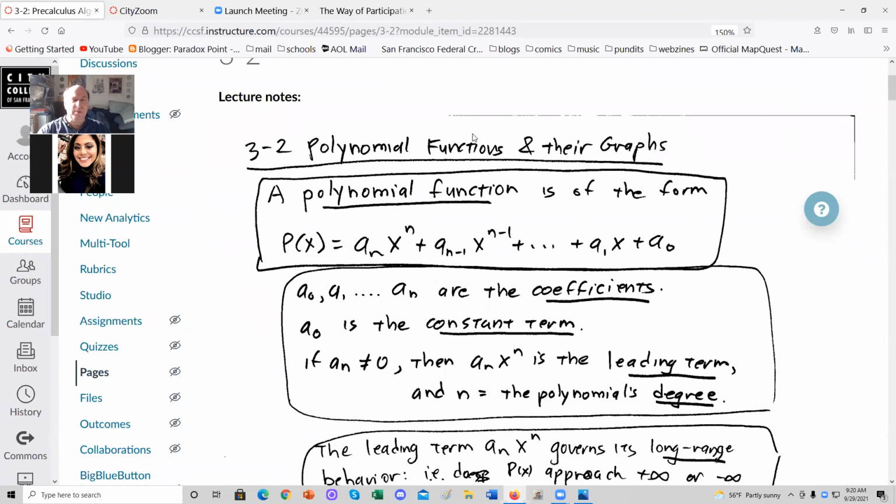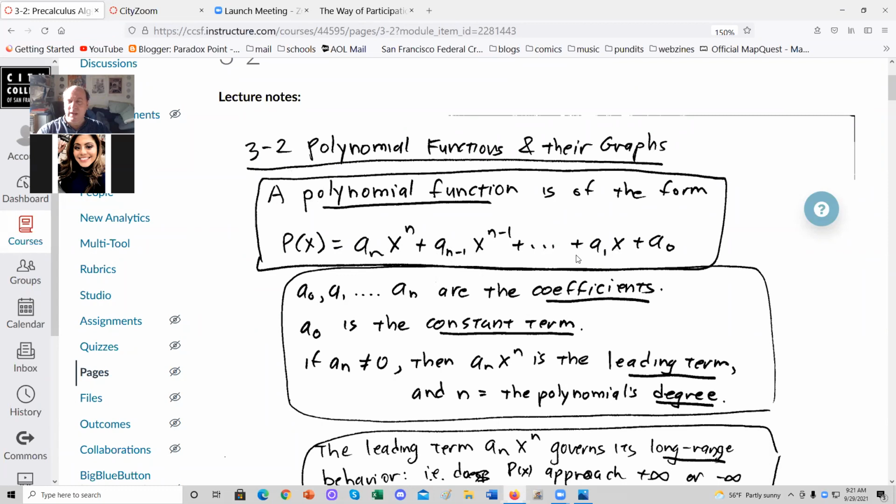Section 3.2 is about polynomial functions and their graphs. Polynomial: poly is many, nom is name or term. So it's a function with many terms. Each term is in the form a number times a power of x. So a_n x to the n plus a_(n-1) x to the n minus 1, all the way down to a_1 x plus a_0.